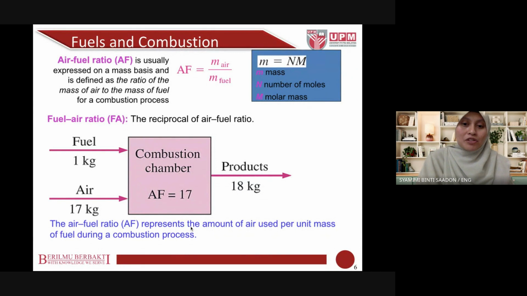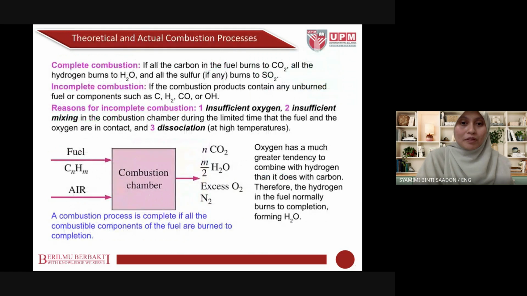AF, the air fuel ratio, represents the amount of air used per unit mass of fuel during a combustion process. It means that if you want to completely burn 1 kilogram of fuel, we need 17 kilograms of air. So we need to know the quantity of air that we need to burn the fuel.